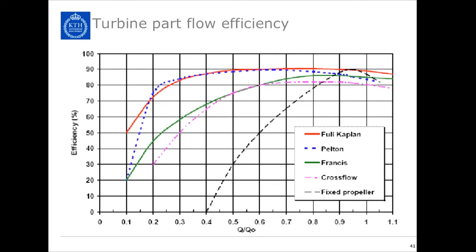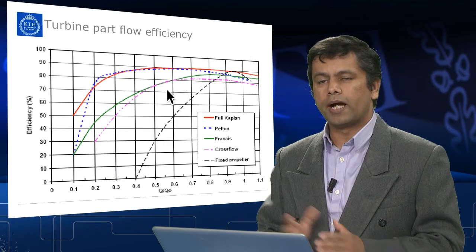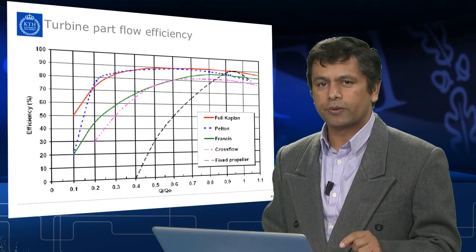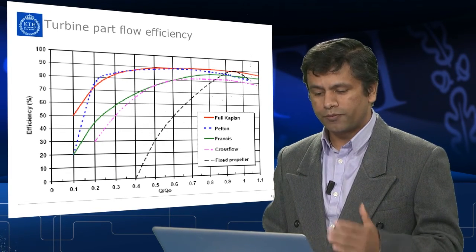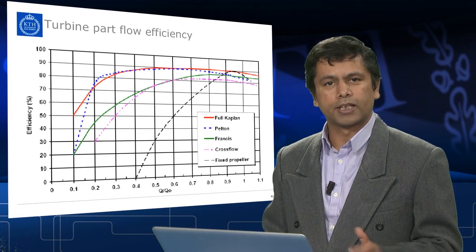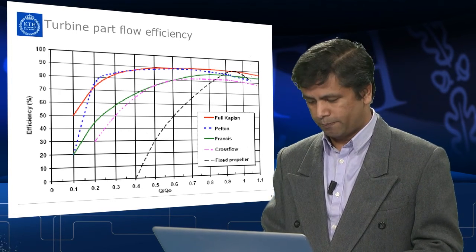If you look at this one, the fixed propeller turbine has a very poor part load efficiency, and the good turbines in terms of part load are the full Kaplan, and also the Pelton turbine has better efficiencies, and the cross flow efficiency is not so good. You can see here with this line. So in that sense, even if the cross flow and the Pelton turbine are feasible for that particular head and flow, we'll prefer to choose the Pelton turbine because of its higher part load efficiency.